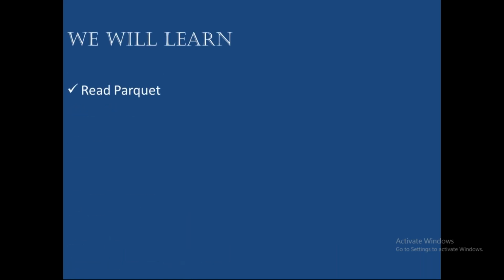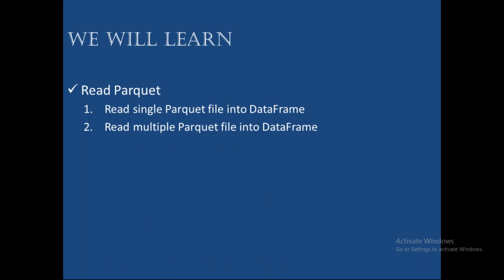So in today's session, with respect to read Parquet, we will read single Parquet file into a data frame. We will read multiple Parquet files into a data frame. Multiple Parquet files we will have in a folder. So we will read actually a directory. Once you read a directory, whatever files you have under a directory, you are able to read all those things. Next, we are going to read partitioned Parquet file into a data frame.